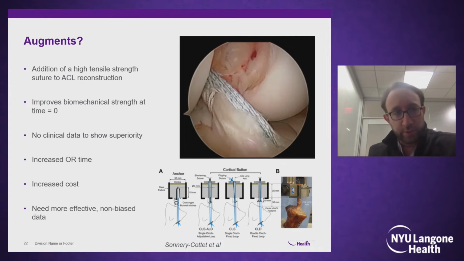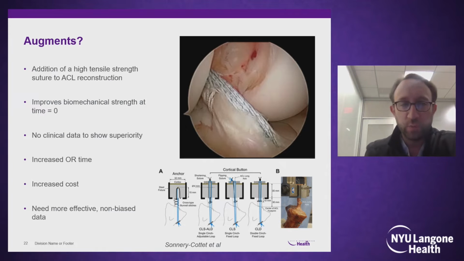One thing that's certainly hot in the literature right now are these augments, meaning like an addition of a high tensile strength suture to ACL reconstruction. It's getting a lot of play in terms of biomechanical research, and pretty much all the studies out there show improvements in biomechanical strength at time equals 0. That being said, there's really no clinical data to show superiority when you add this piece of suture into an ACL reconstruction. The caveats with this and the problems are that it will certainly increase your operative time, it'll increase your cost, and we really need more effective, non-biased by industry data, whether or not this actually works.